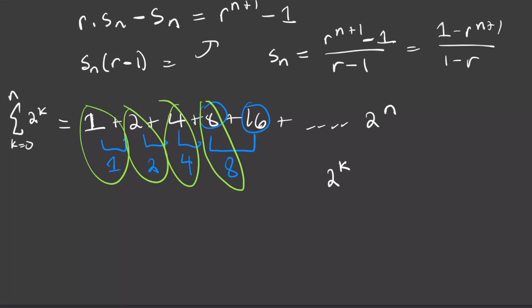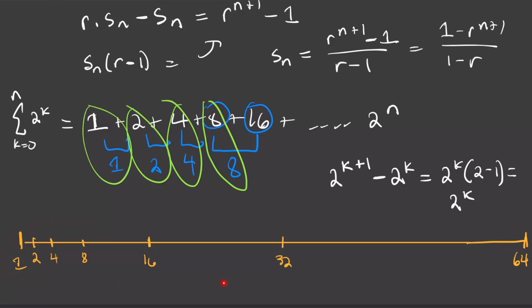If I have 2 to the power of k plus 1 and I subtract off the term before it, well then that's going to give me, I can factor out 2^k and I get 2^k times (2 minus 1), which is just equal to 2 to the power of k. And the reason that this is important, if we look at our number line down here, is that the sum of differences is a lot easier to calculate than the actual sum itself, right? Now, why exactly is this?